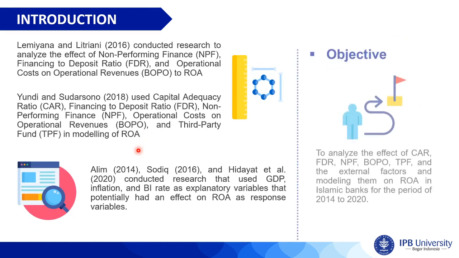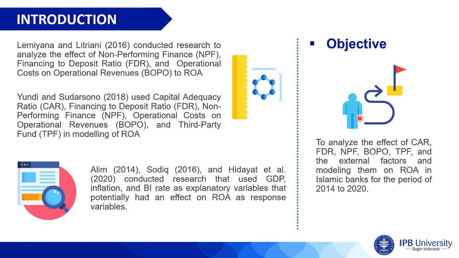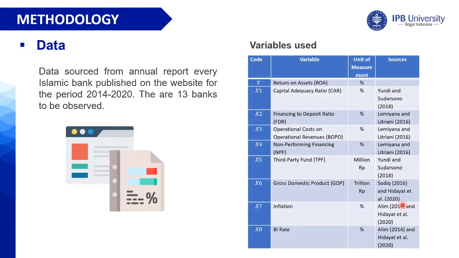So, this study has an objective to analyze the effect of CAR, FDR, NPF, BOPO, TPF, and the external factors, and model them on ROA in Islamic banks for the period of 2014 to 2020. Methodology. Data source is the annual report from every Islamic bank published on the website for the period of 2014 to 2020. There are 13 banks to be observed, and here are the variables used in this study.